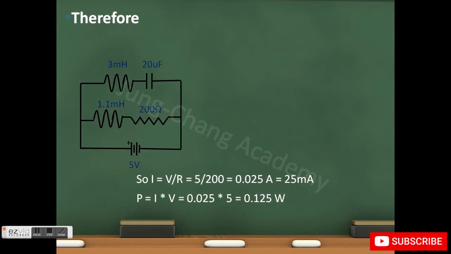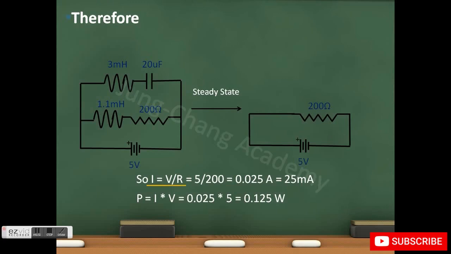Therefore, if we have a DC circuit that looks like this, in the steady state, the capacitor will be open circuit and the inductor will be short circuit. And the overall current will just be voltage divided by the resistance, in this case 25 milliamps. And the power consumption is just the product of voltage and current, which is 0.125 watts.